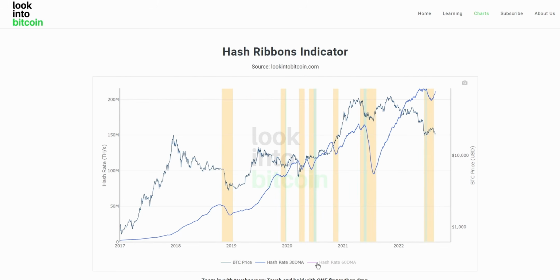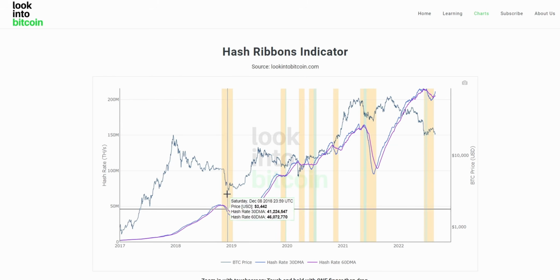And this is true as well for the 60-day moving average. And the hash ribbons is looking at when these two averages cross. So you can immediately see on this Bitcoin price chart, we have these yellowy orange backgrounded shaded areas, these green, and when there is no background shading at all. And they're all very much important when we're looking at the hash ribbons indicator.